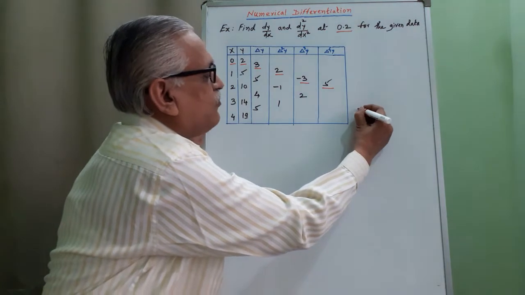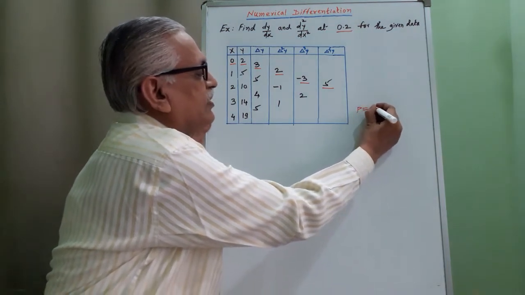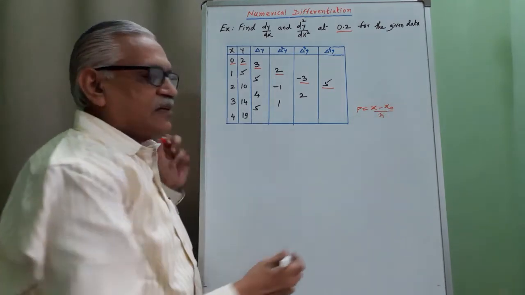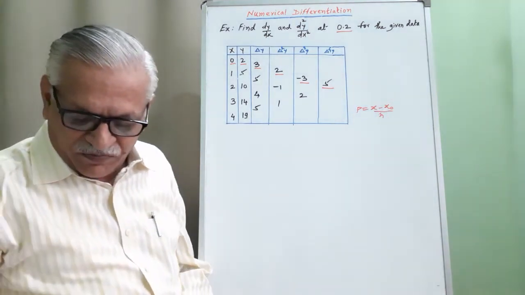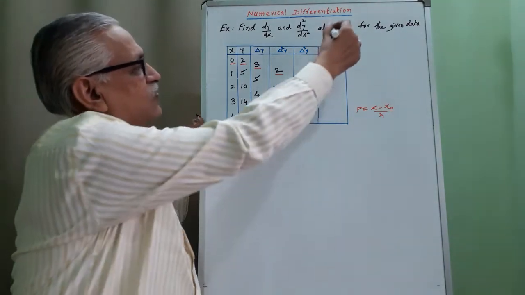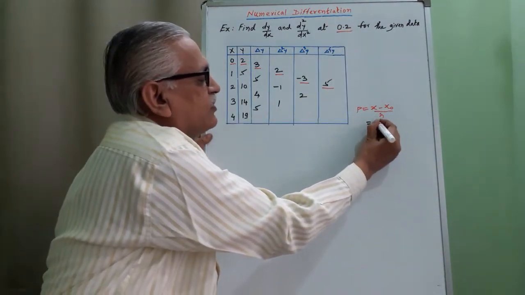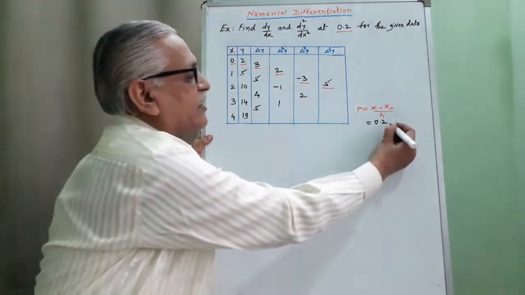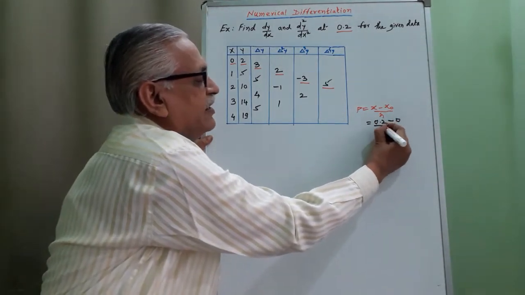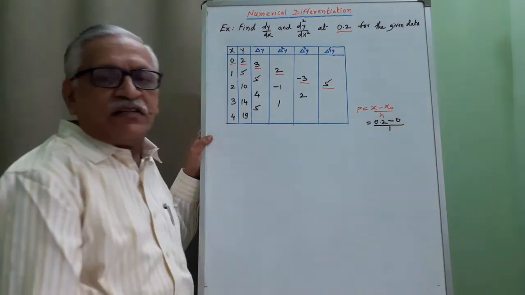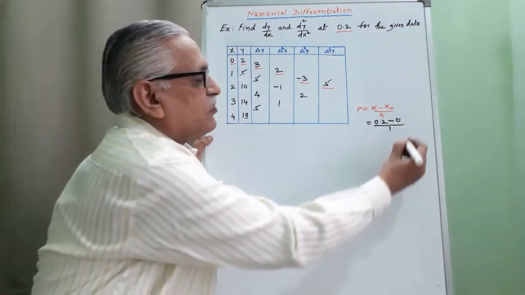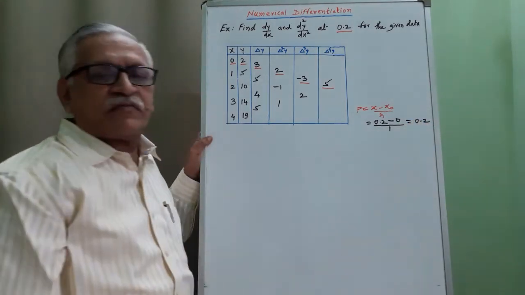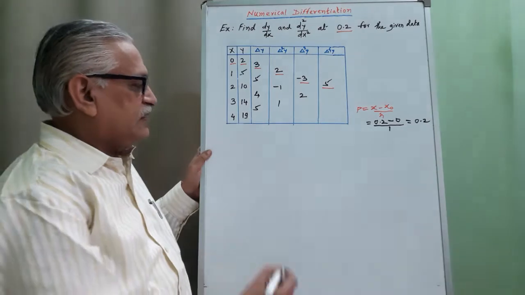Then we find the value of p. It is (x minus x0) by h. Substituting the values, the value of x is here 0.2, at which we require the derivative values. x0 is 0 from the table, and divided by h, the difference is 1. Therefore, 0.2 minus 0, we get 0.2. Therefore, this is the value of p.